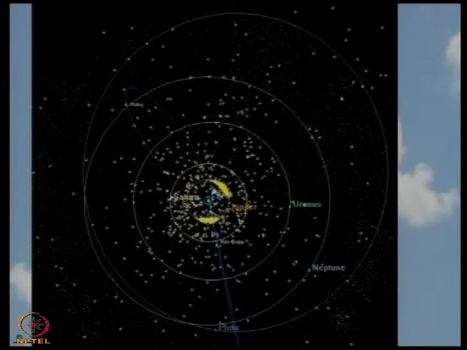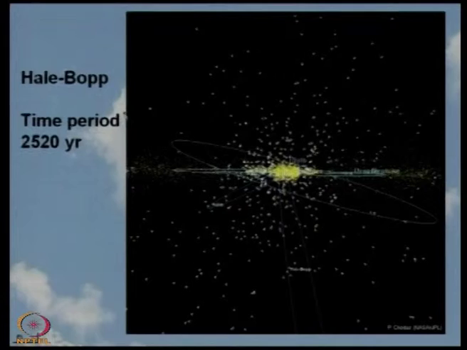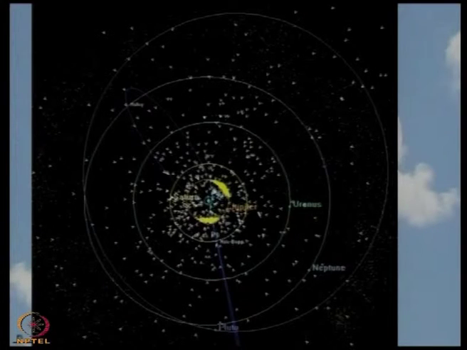So, this curve over here, I hope you can see it, this is what the orbit of the Halley comet looks like. It just cuts the orbit of Neptune over here in a small region and then comes in. It is inside the orbit of Pluto. Okay, let me go back to this picture.